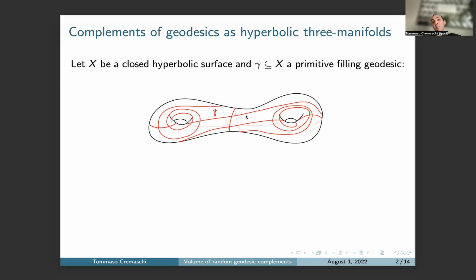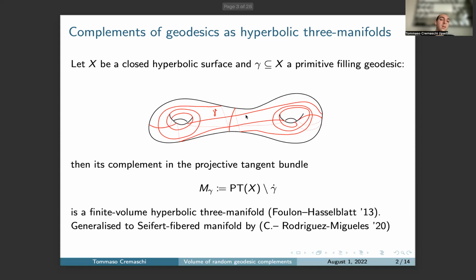So we want the curve to be geodesic, so for example in minimum position, and not a power of something else, and then we want all the complementary regions to be disks. If you have an object like this, then look at the projective tangent bundle of your surface, or even the unit tangent bundle. You take all vectors tangent to the surface at length one, that's the unit tangent bundle. And to get the projective one, you identify the going forward and going backward directions.